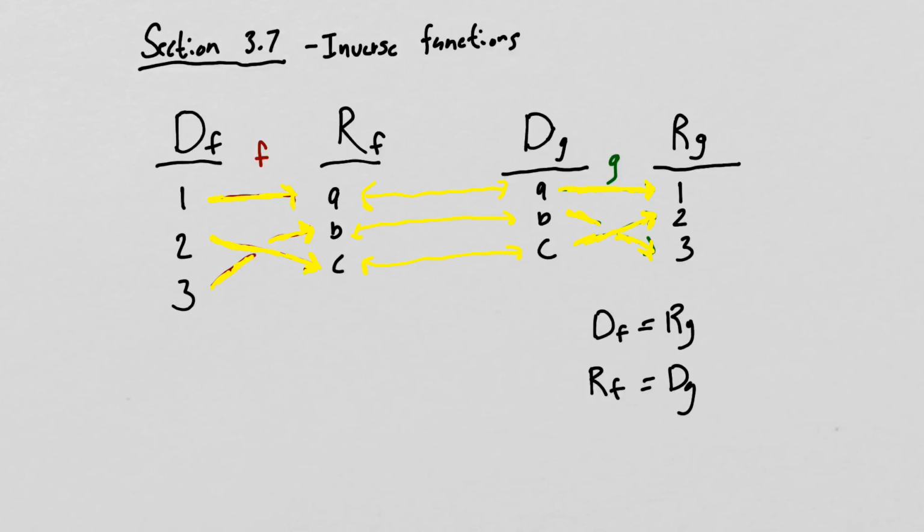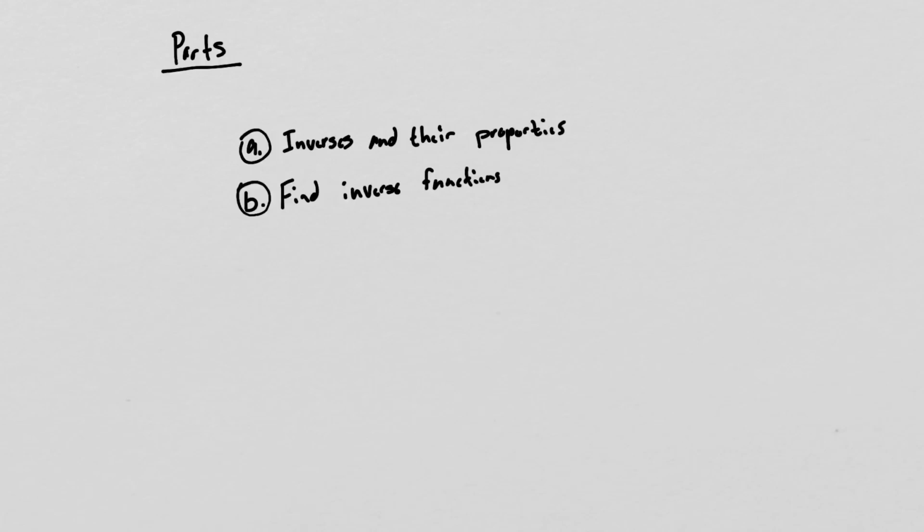Now let's go ahead and outline what we're going to be doing in this section. In the first part, we'll be defining the inverse functions and also looking at their properties. Then, in part 2, we'll focus on finding the inverse function. In the final part of this section, we'll emphasize again what the domain and range of the inverse functions are.